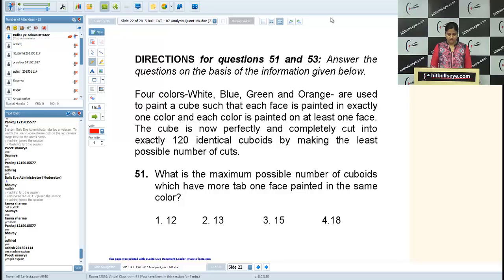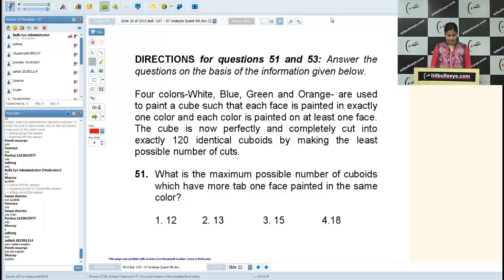It says 4 colors, white, blue, green and orange, are used to paint a cube such that each face is painted in exactly one color and each color is painted on at least one face. The cube is now perfectly and completely cut into exactly 120 identical cuboids by making the least possible number of cuts. That was an important line.